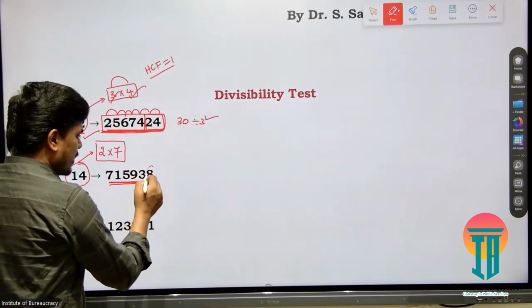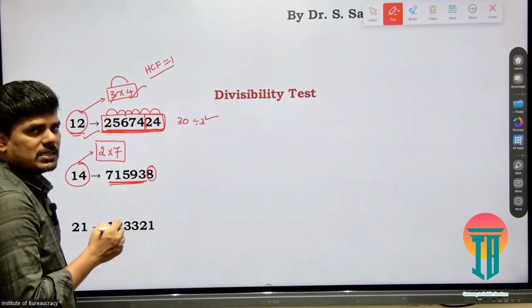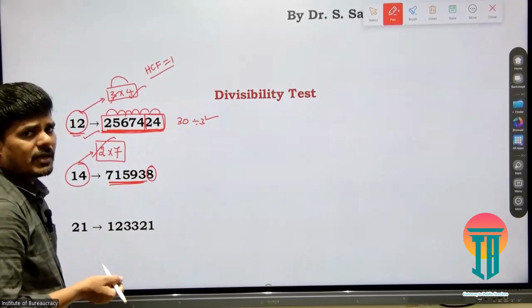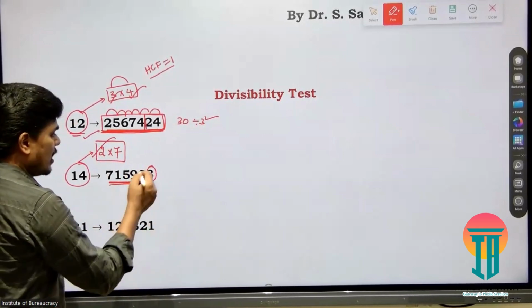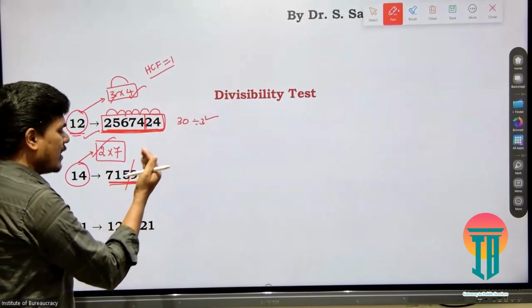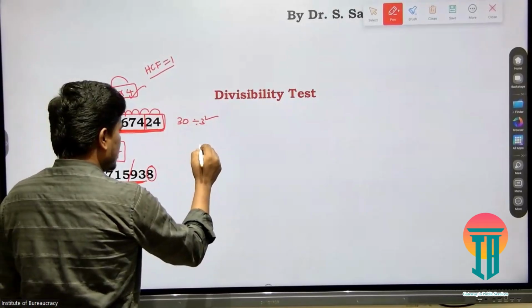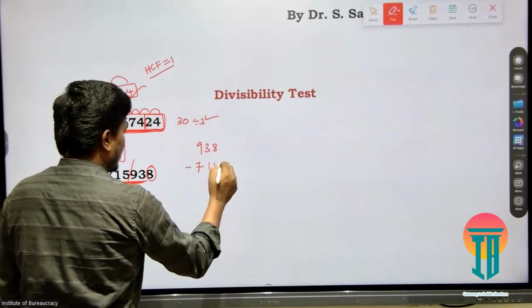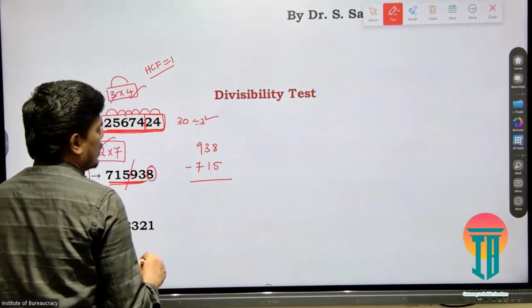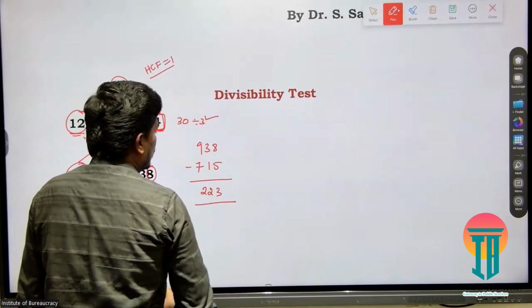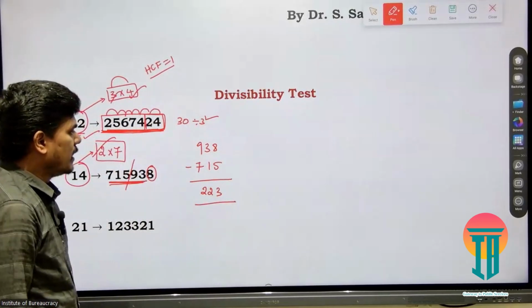Whether it is divisible by 2, yes, the unit digit is 8, therefore it is divisible by 2. Whether this number is divisible by 7 or not. The 7 divisibility test is, from the right you separate the number into groups of three digits and find the difference. It is 938 minus 715. So it's going to be 223. That's what we'll be getting.